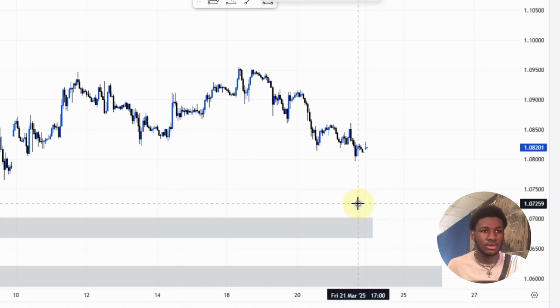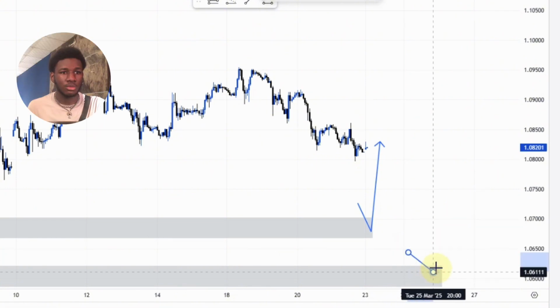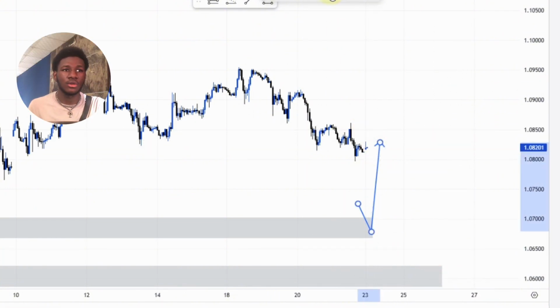I'm not looking to sell long term until we either get here, move to the upside, or come here and then move to the upside. So I wasn't looking to hold the sales for a very long period of time.